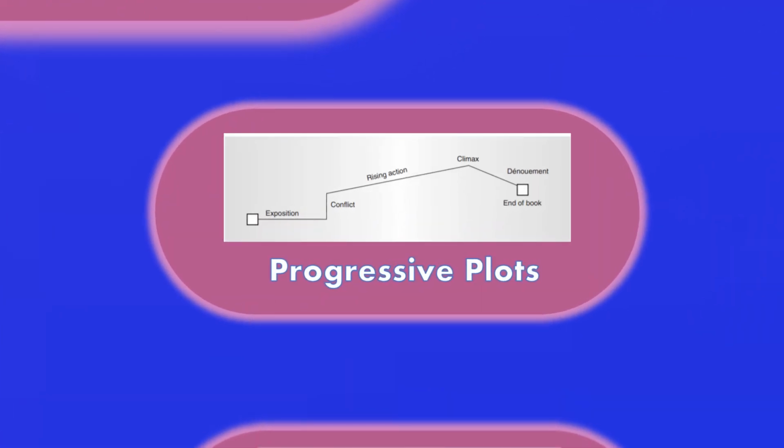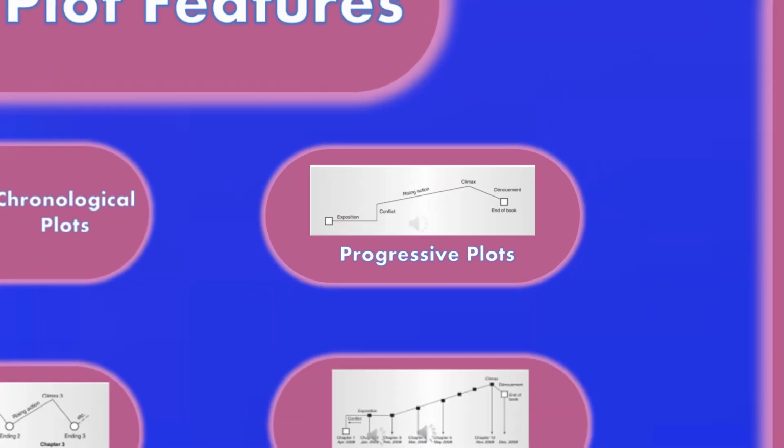Two distinct types of chronological plots are progressive plots and episodic plots. In books with progressive plots, the first few chapters are the exposition, in which the characters, setting, and basic conflict are established. Following the expository chapters, the story builds through rising action to a climax. The climax occurs, a satisfactory conclusion or denouement is reached, and the story ends.